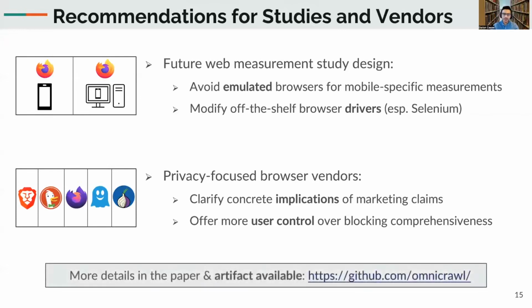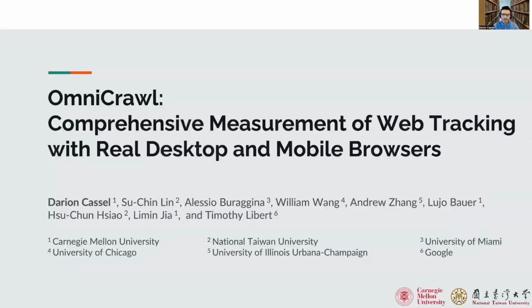Finally, what I want to say is that we have many more details available in the paper, so please check that out. And we also have an artifact available at this URL. Using this artifact will allow you to run OmniCrawl with a selection of browsers and replicate the results of our measurement study. Thank you so much for your time and attention.